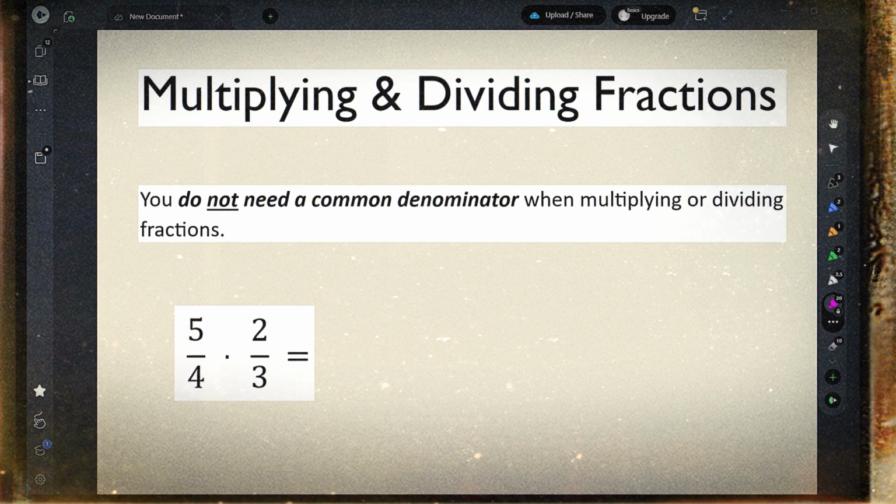Welcome back, students. We're going to take a look here at multiplying and dividing fractions. And unlike adding and subtracting fractions, when we multiply and divide, you see what it says here? We do not need a common denominator. And so, in my opinion, that makes multiplying fractions easier than adding or subtracting. You don't have to worry about finding a common denominator. Let's take a look at the example that we've got here.